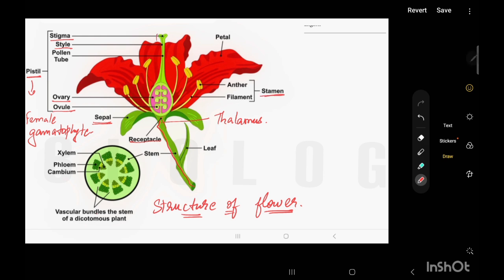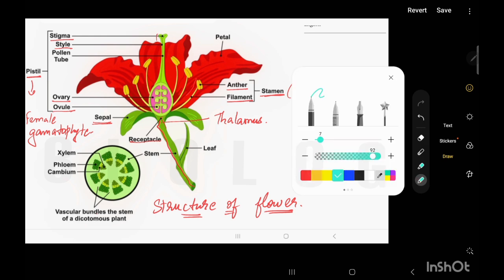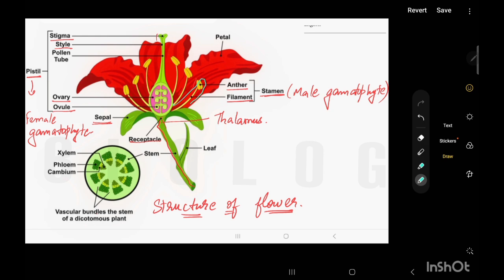Next are stamens. Stamens are the male part, having anther and filament. The structure that includes anther and filament is collectively called stamen. The red color which you are seeing is petal, which is the attractive part of the flower. This is the basic structure of flower we have already seen in PUC first year.